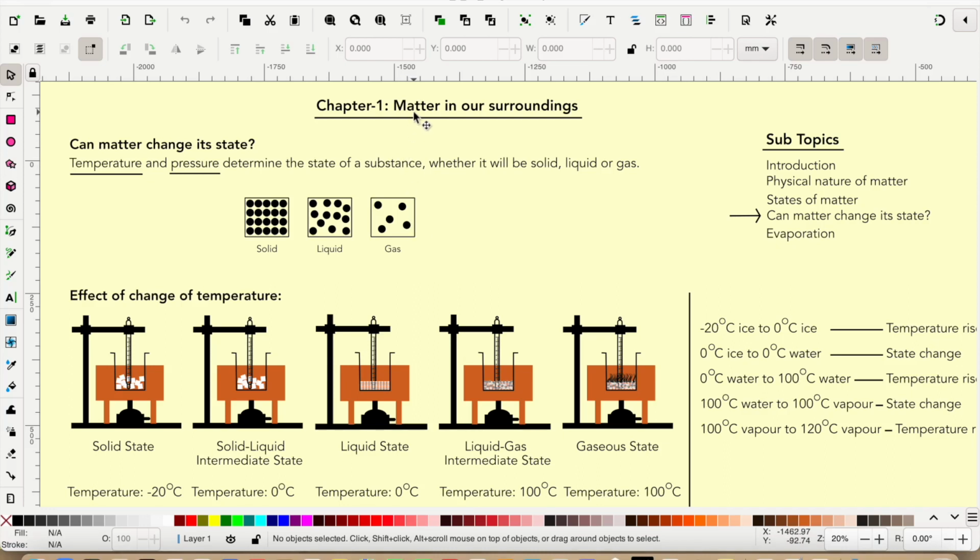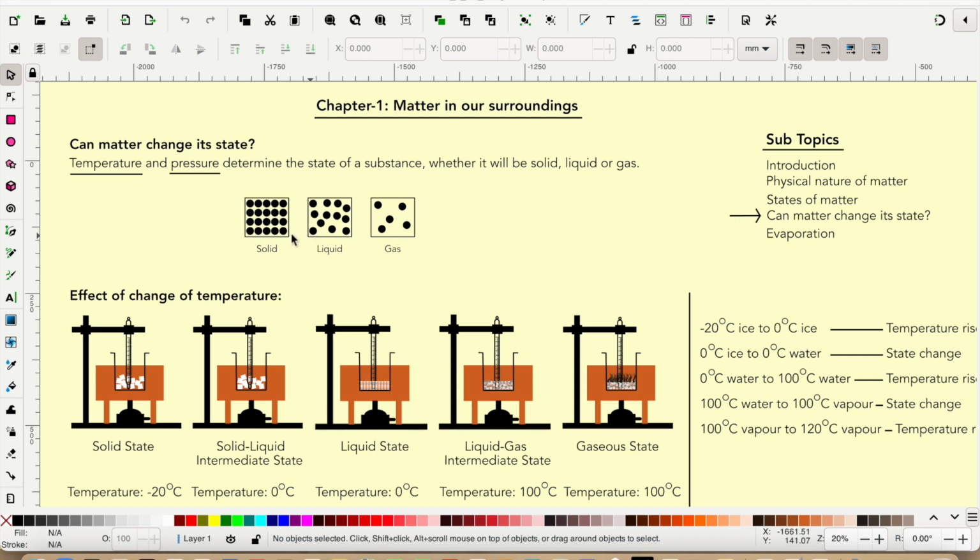State of matter can be changed by change in temperature or pressure. Let us see how. First, we will see the effect of change in temperature. Due to slowly increasing temperature, kinetic energy of particles increases and force of attraction between particles decreases.